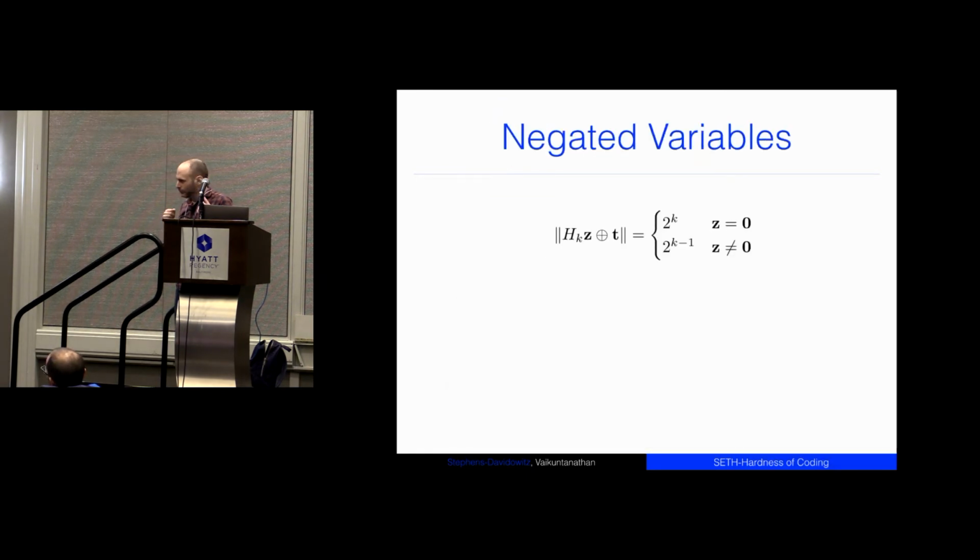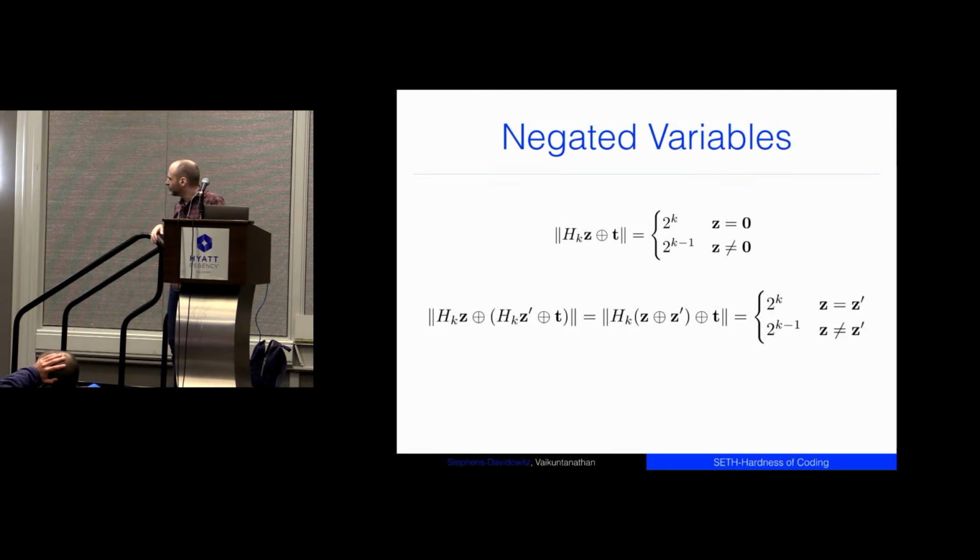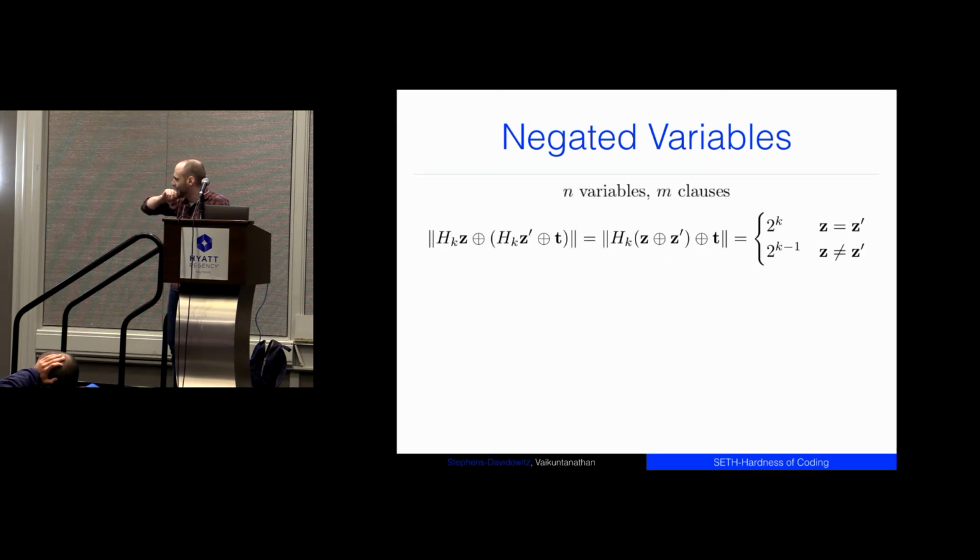OK, so one last thing to do. Let's worry about what if I have a negated variable, a negated literal. So all I need to use here is a simple linearity trick, right? So I notice that if I shift my target by Hk times z prime, and then I use linearity, and I remember the original property that I had, then I get this same sort of cases, but now I'm at distance 2 to the k if z equals z prime, and 2 to the k minus 1 when z does not equal z prime. So this is sort of just a slight twist on what we already had.